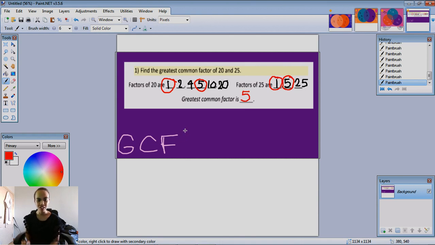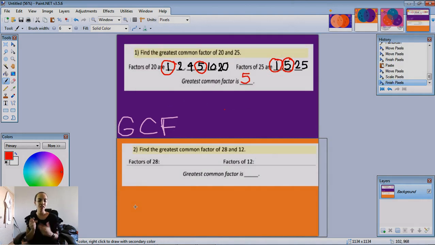Easy peasy. So I'll ask you 2 questions when we're practicing. I'll ask you, what is the common factor? You tell me the common factors between 2 numbers, maybe even 3 numbers. Then I'll ask you, what is the greatest common factor? Which common factor is the biggest between 2 numbers, or maybe even 3 numbers? Okay, let's keep practicing.